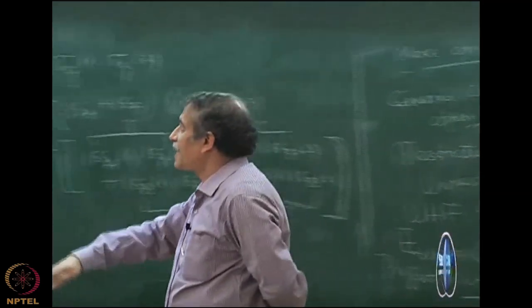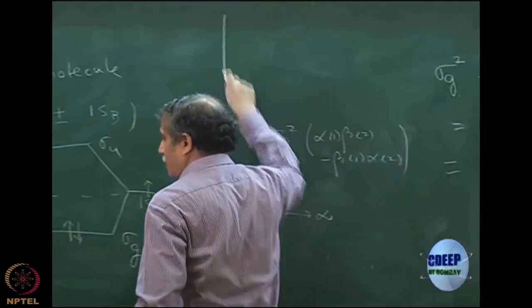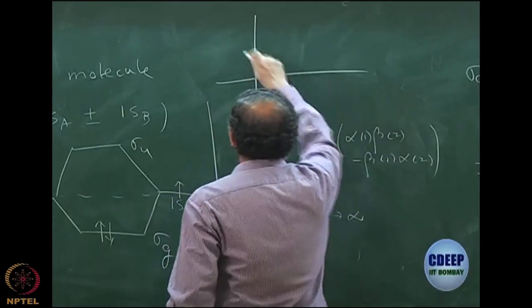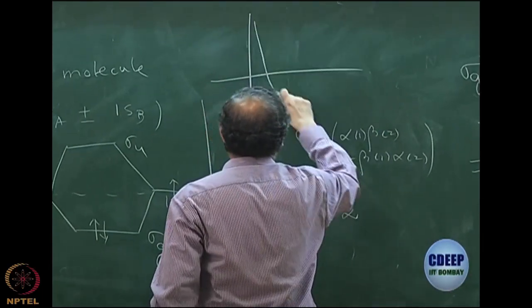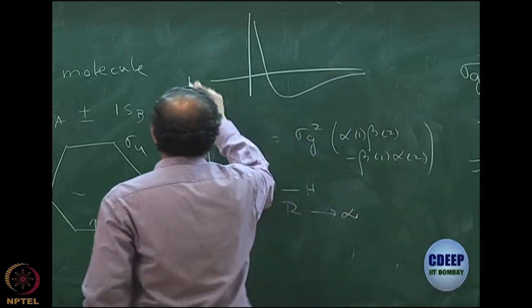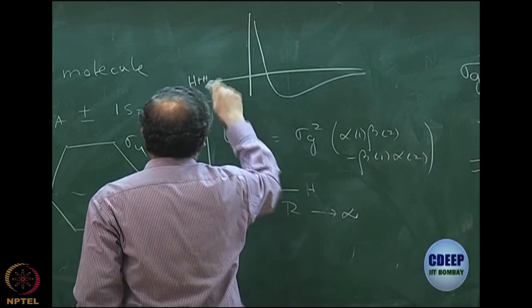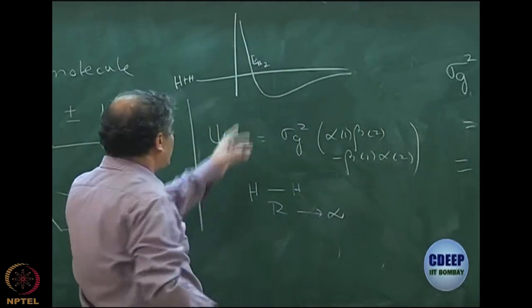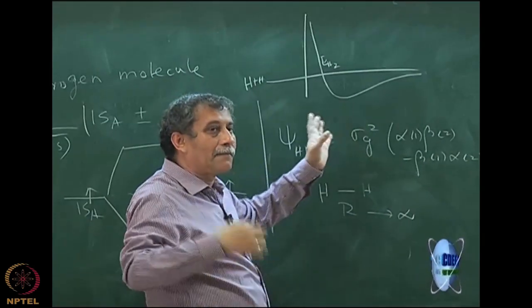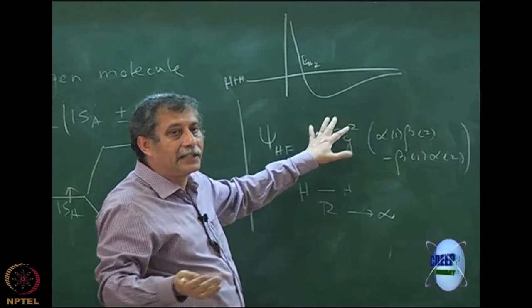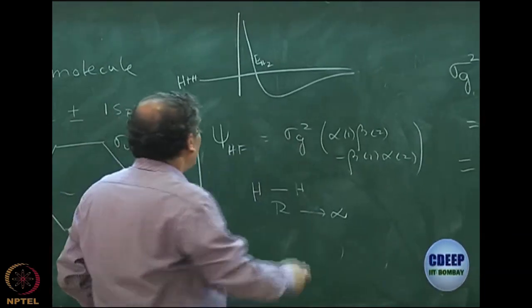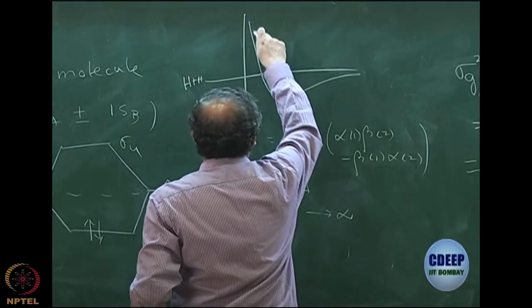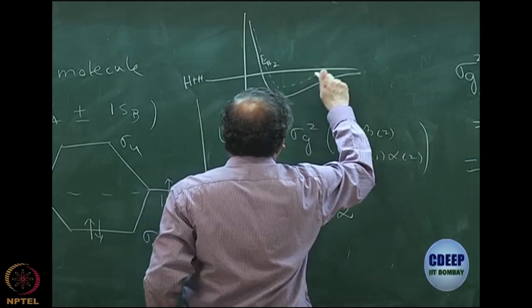So let's say that this is my actual curve. So this is H plus H energy. This is the potential energy of H2. Remember, this is the total energy of H2, which means apart from the electronic energy, I have added the nuclear-nuclear repulsion. If you do Hartree-Fock, then you will get something like this.